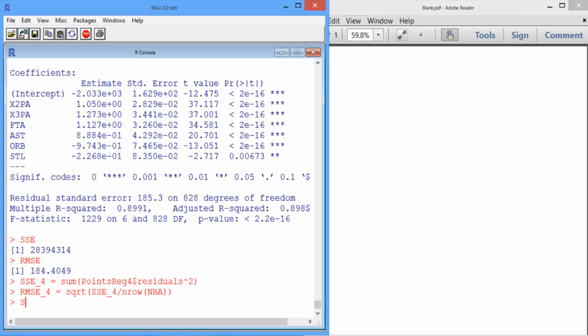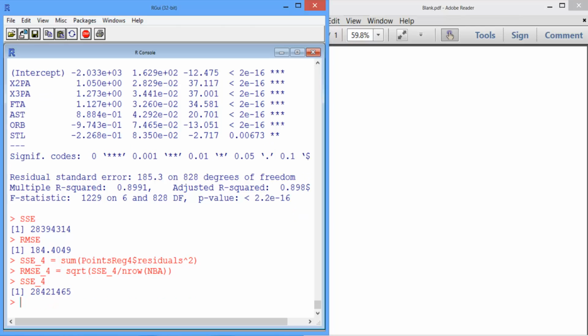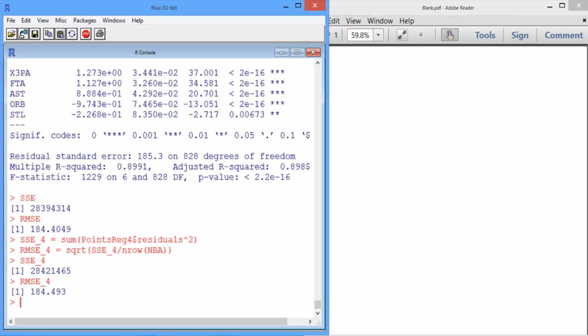All right, so let's take a look at these. The sum of squared errors here is now 28,421,465. Again, I find this very difficult to interpret. I like to look at the root mean squared error. So root mean squared error here is 184.5. So although we have increased the root mean squared error a little bit by removing those variables, it's really a very, very small amount. Essentially, we've kept the root mean squared error the same. So it seems like we've narrowed down on a much better model because it's simpler, it's more interpretable, and it's got just about the same amount of error.